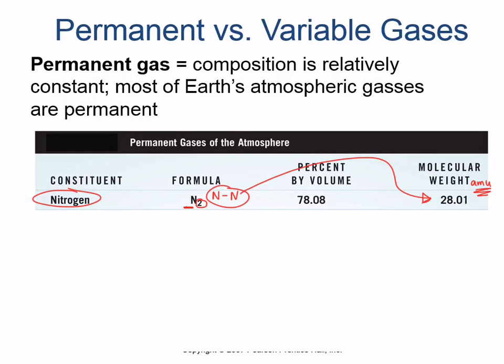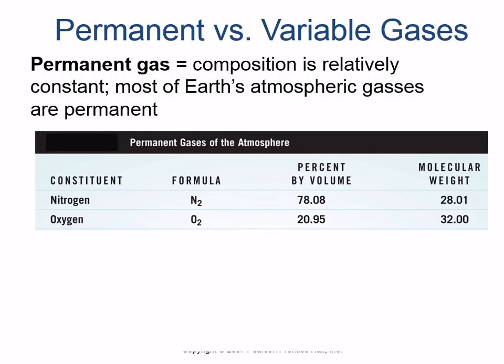Oxygen's about the 20%. Okay, so oxygen is kind of like nitrogen in that you see the little subscript 2. That means oxygen's like that too. It doesn't like to be alone. You'll always see 2 oxygens connected running around. And it weighs, this last column, okay, it weighs 32.00 AMUs.